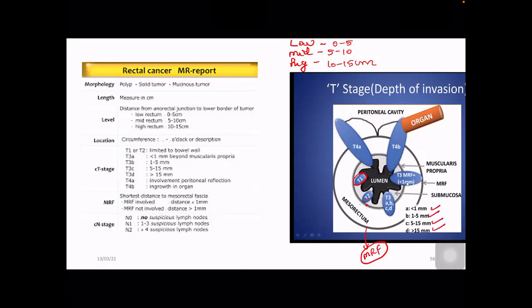So this basically depends upon how much extent it has come into the mesorectum. That is, if it has come to 2 mm, it is T3B. If it has come to 7 mm, it is T3C. If it has come to 18 mm, it is T3D. So this is based upon the distance.